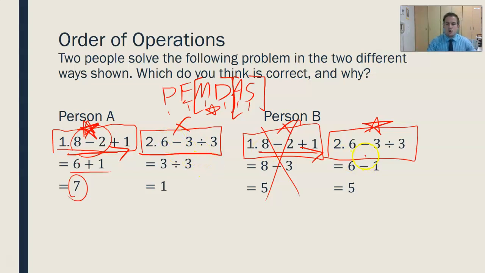Okay? So note here that person B was moving left to right. Notice that there was some subtraction, but he ignored that for now because we have to take care of the multiplication and division first. So he first took 3 divided by 3, which was 1. And then once he finished his multiplication and division, all there was left was subtraction, so he could take 6 minus 1 and give you 5. Whereas person A did 6 minus 3 first and got 3, and then did the division to get 3 divided by 3 equals 1, which is not correct.